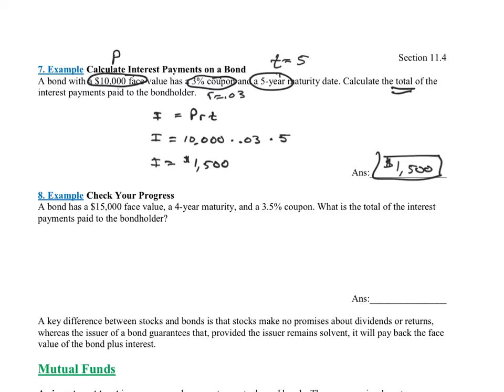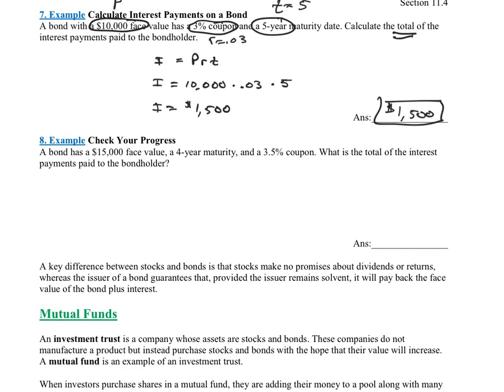Let's read example 8. Example 8 says a bond has $15,000 face value. Again, that face value is the original investment, the P, the principal. A 4-year maturity. I don't know if T is 4 yet or T is 1. I have to read. And a 3.5% coupon, so that's R equals 0.035. It says what is the total? This one does say total, so again, they're going to want T equals 4. Again, be careful. If it said what is the annual interest payment, you would have used T equals 1.